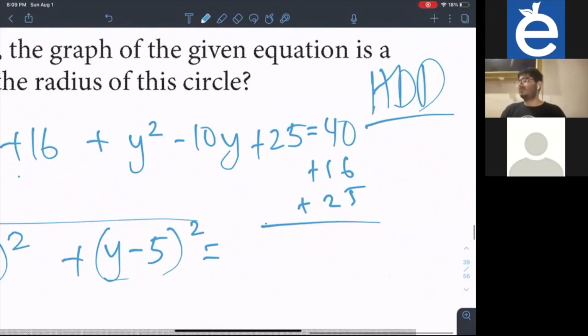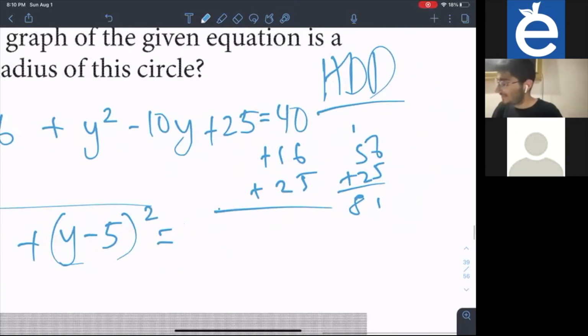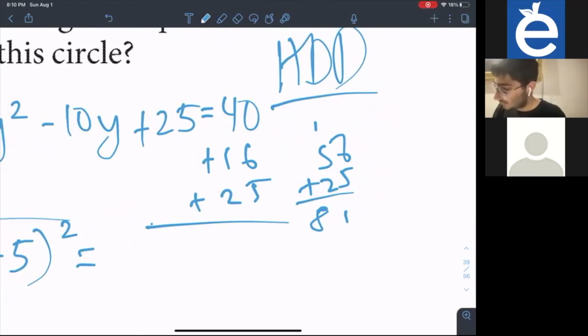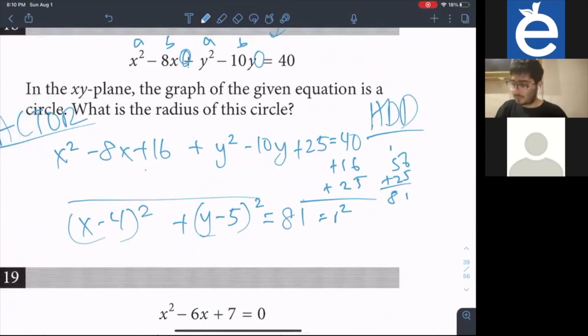You get 40 plus 16 plus 25. 40 plus 16 is 56, plus 25. So 56 plus 25 is, I think, 81. So basically 56 plus 25 is 81. And then you would get 81 on this side, which is the radius, or in the form of r squared. So I could explain the left side more.